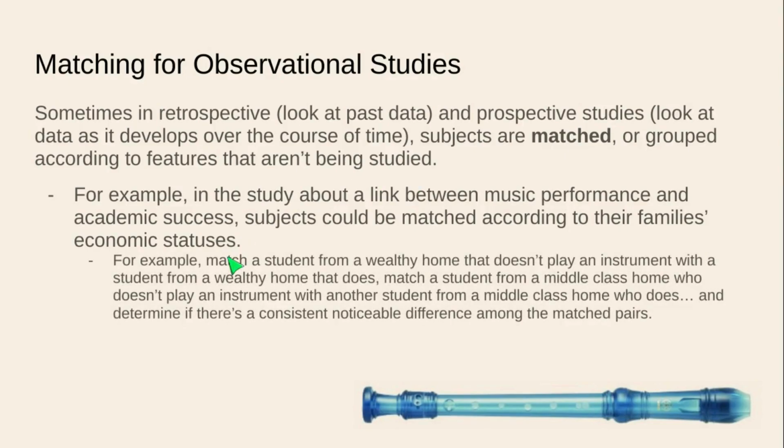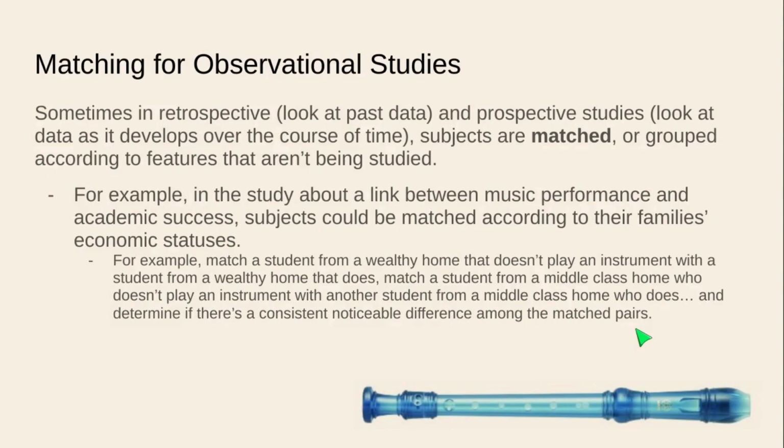For example, we could match a student from a wealthy home that doesn't play an instrument with a student from a wealthy home that does. And then we could match a student from a middle-class home who doesn't play an instrument with another student from a middle-class home who does, and so on and so forth. We could then determine if there is a consistent noticeable difference among the matched pairs. So we're not comparing a bunch of people who don't play an instrument with a bunch of people who do.